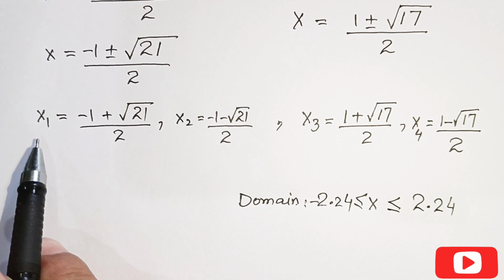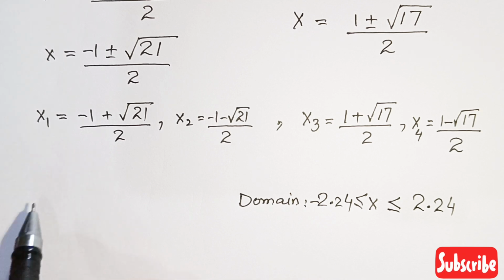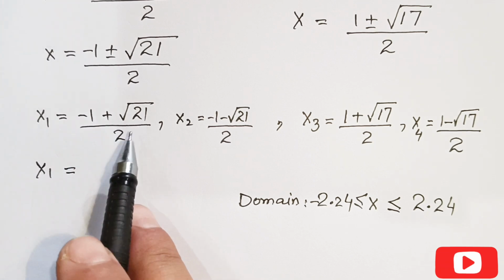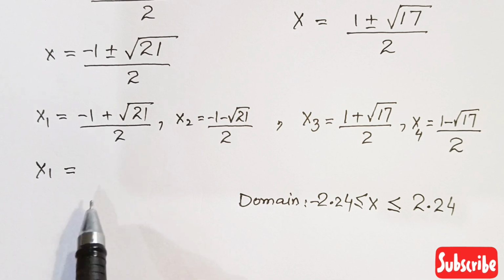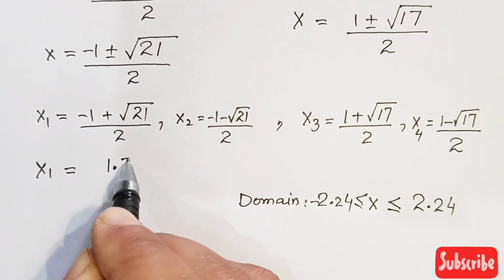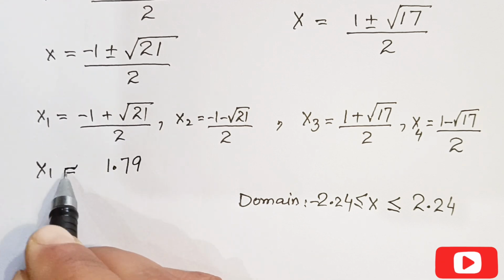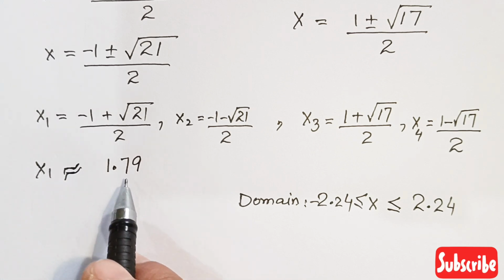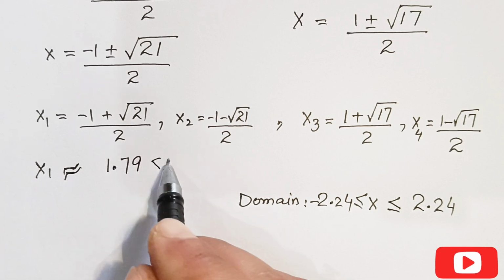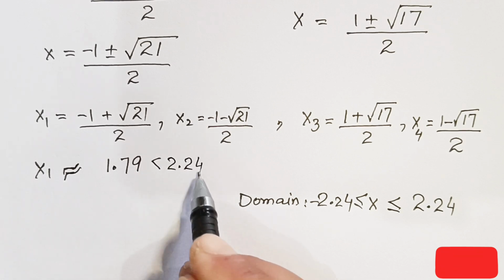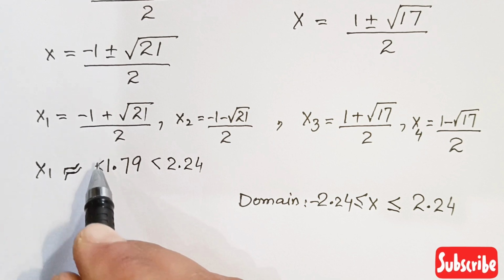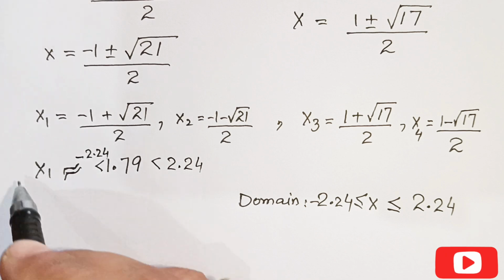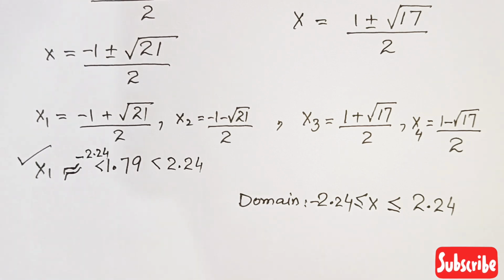When we check x1, x1 is equal to minus 1 plus square root of 21 all over 2. So it is approximately equal to 1.79, and this 1.79 is less than 2.24 and also greater than minus 2.24. So it is a valid solution. x1 is a valid solution.